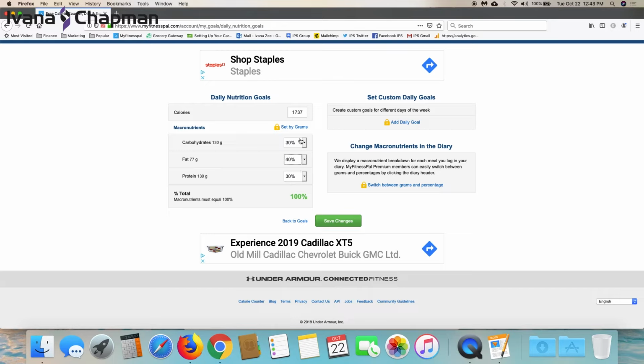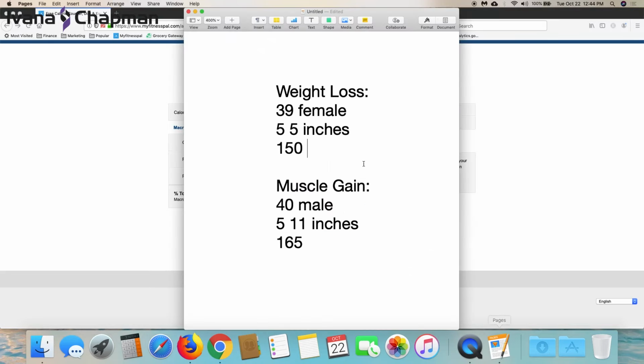You can change this if you want to go on a very low carb diet. You can reduce this even by another 5%. And that means that you just have to increase this one by 5%. So again, you're coming up to 100%. And now we're going to do the weight gain example.